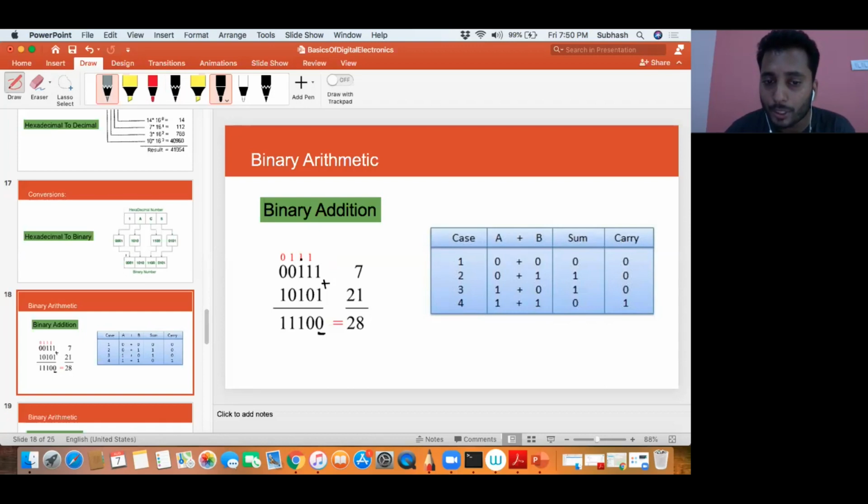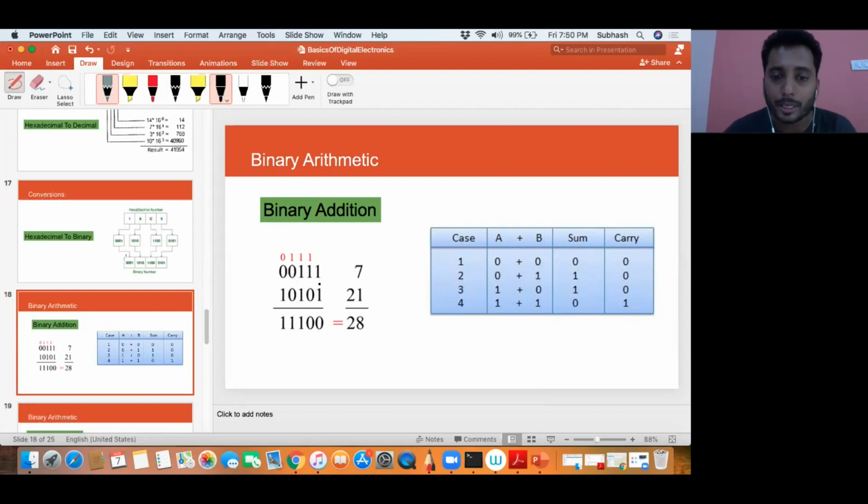Now we'll come to this. 1 plus 1 is 0 with 1 carry, 0 plus 1 remains, that becomes 1. This one sits here and there is no carry over here, this one sits here, so this becomes your final result. Shall I repeat it once again so that you will be able to figure it out?